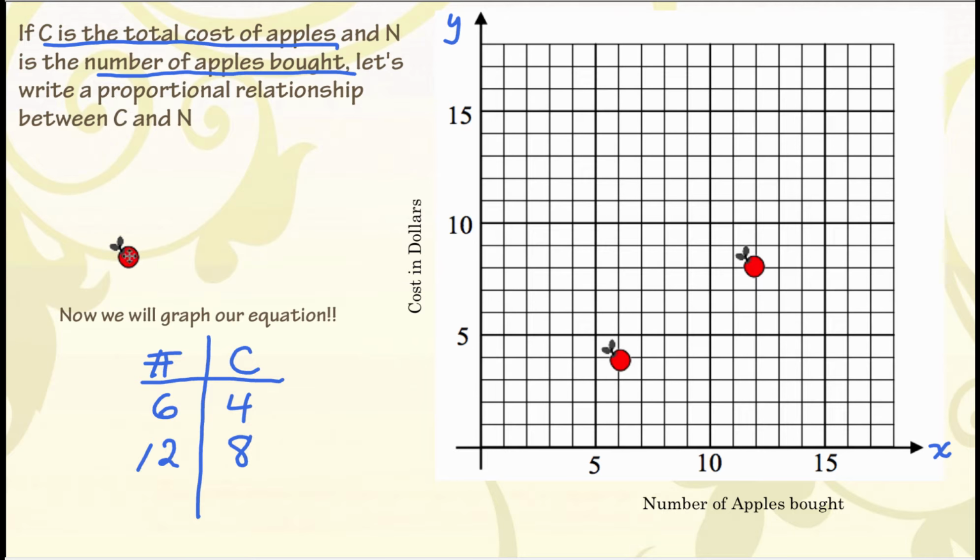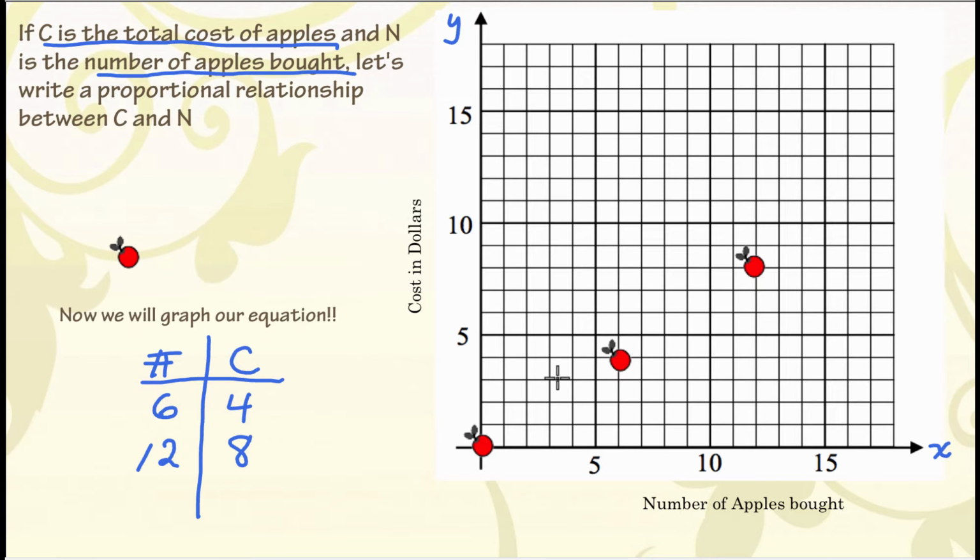Now obviously, the easiest point to graph is 0, 0. Because if we buy no apples, it costs us no money. So that's one of the things with direct proportions. It always goes through 0, 0.